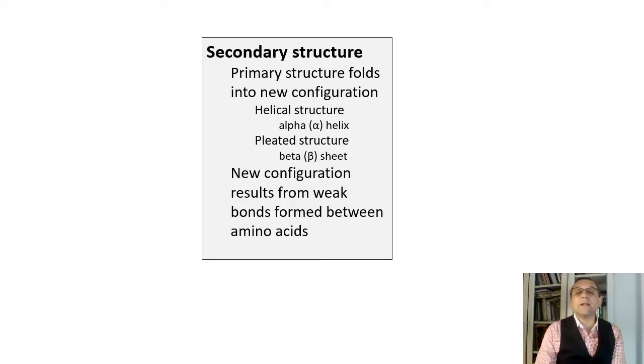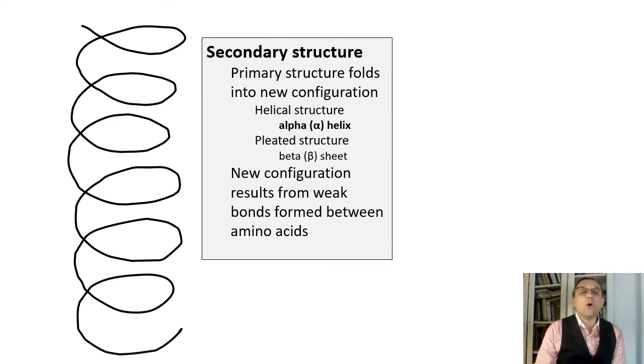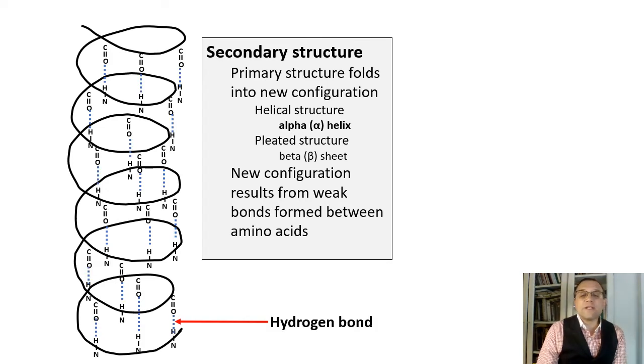Now let's take a look at the secondary structure. You see, primary structure folds into a new configuration, and it could be a helical structure like this. What keeps this helix together is the bonds that form in between different sides of the molecule. You could see them right here, hydrogen bonds. Look, there are hydrogen bonds formed throughout the whole molecule, and that's what turns it into a helix. That's why we call this kind of structure a helix.